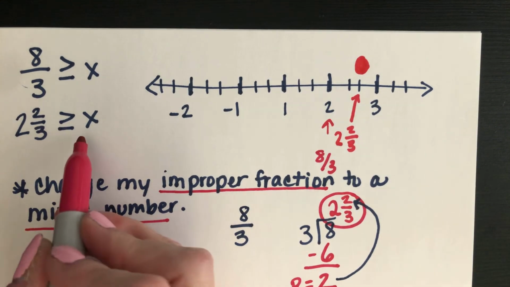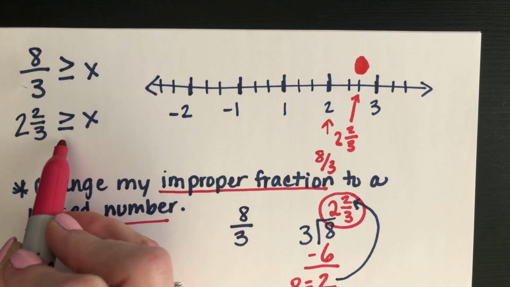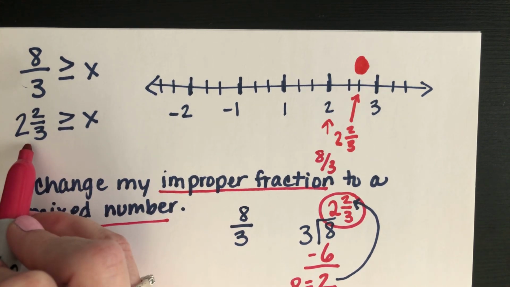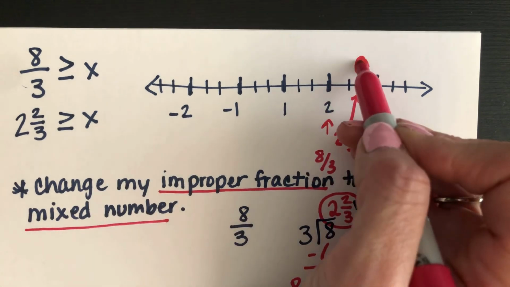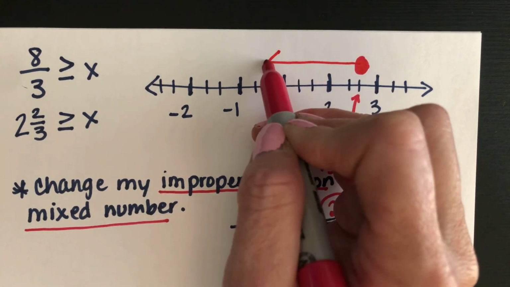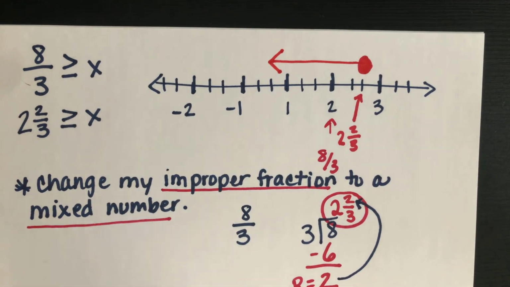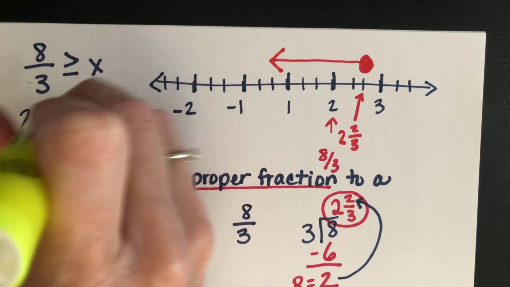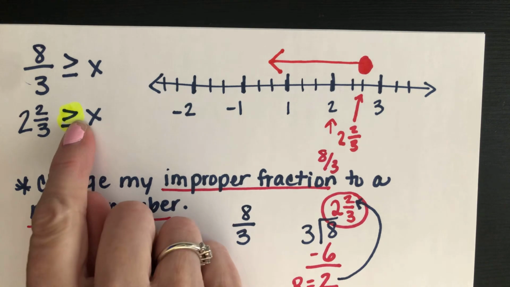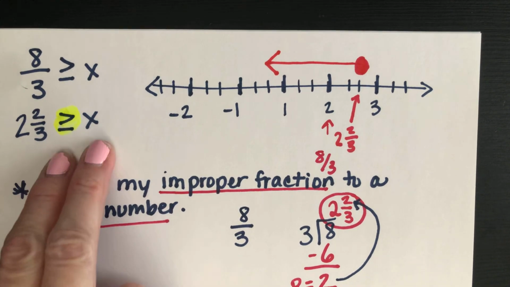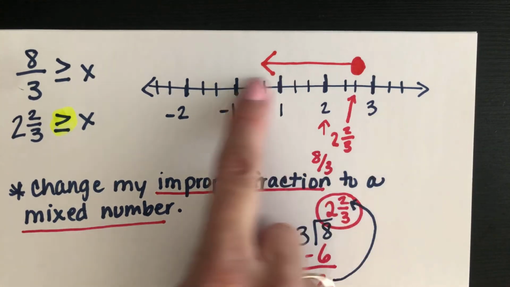And I'm going to read it backwards. X is less than or equal to 2 2/3. So I'm going to go less than, get smaller. Again, the trick is, if you can't remember, look at the direction of the arrow here. It's going to the right, but since my variable is on the right, it's opposite, it's flipped this way.